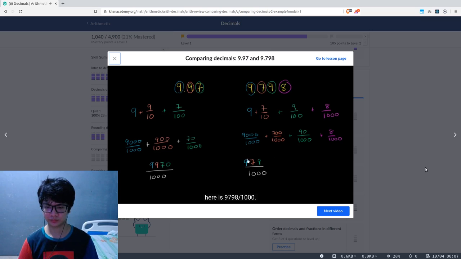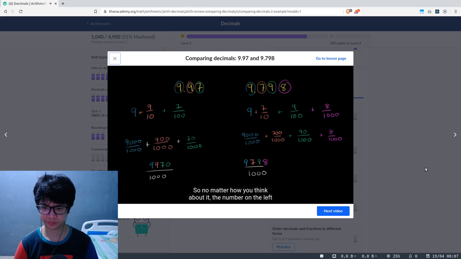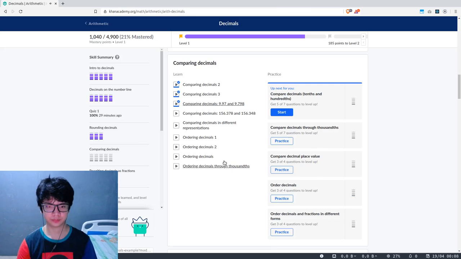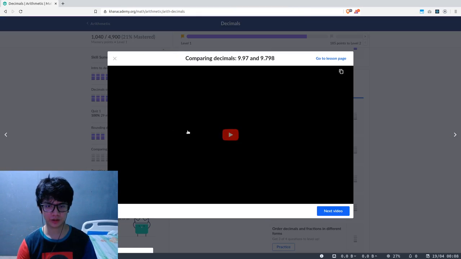9,798 thousandths. So here, once again, you're comparing two numbers. They have the same number of thousands. This has 900. This only has 700. So even though this is almost 800, 800 is still less than 900. So no matter how you think about it, the number on the left is greater than the number on the right. Cool. Oh, wow, that's the same video.